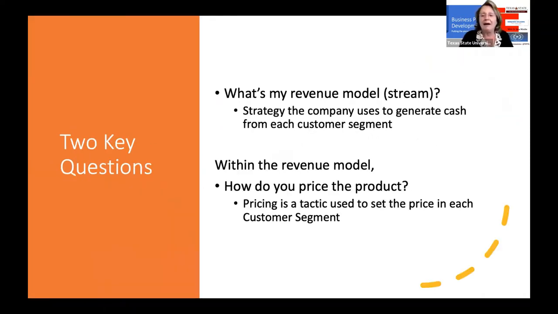So what's my revenue model stream going to be? What strategy are you going to want to use to help you define what you want to price your product at? And how are you going to generate cash? What are the different revenue model streams? So how are we going to get cash from each of the different target market segments? We want to break it down and identify each one at a time. And within the revenue model, then we can talk about how to price the product and/or service that we're offering.